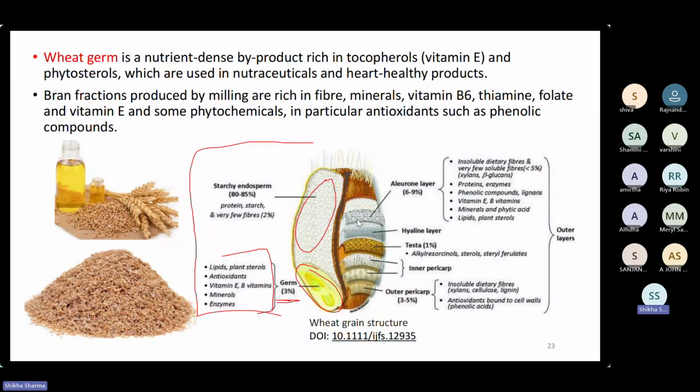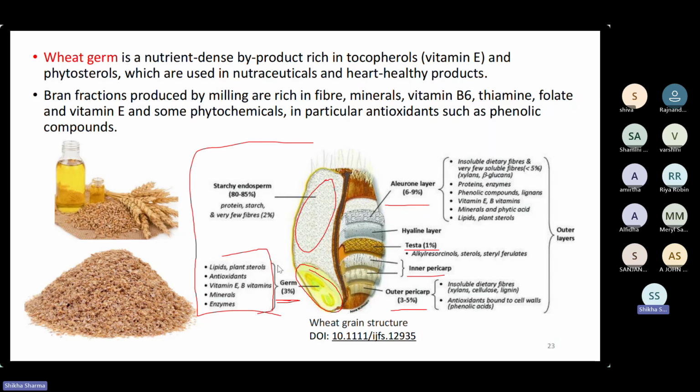And then if we talk about the outer layer, it has basically the aleurone layer, and there are different other layers like testa, inner pericarp, and outer pericarp. So these are the different other layers which are there on the wheat kernel. This outer layer, or the husk part, basically has a high amount of dietary fibers, both soluble and insoluble fibers, in these layers.